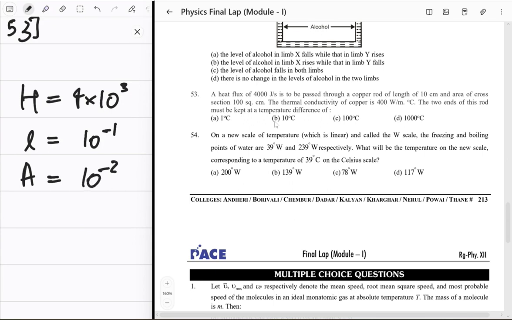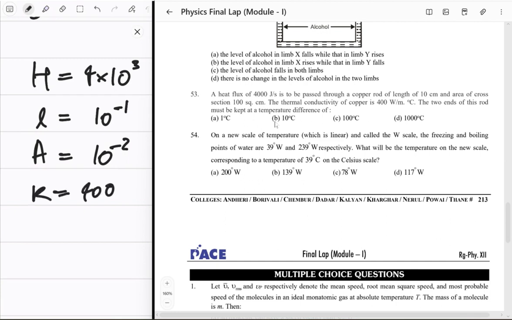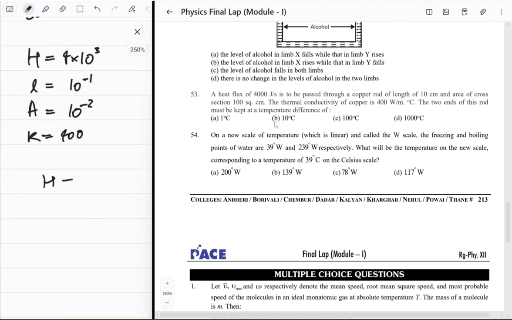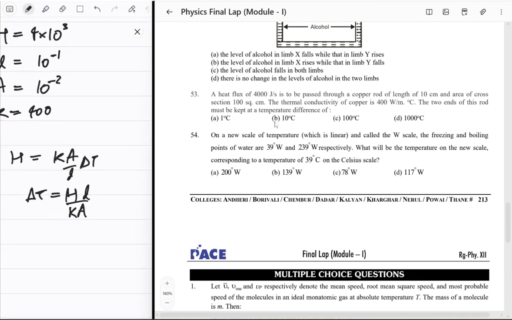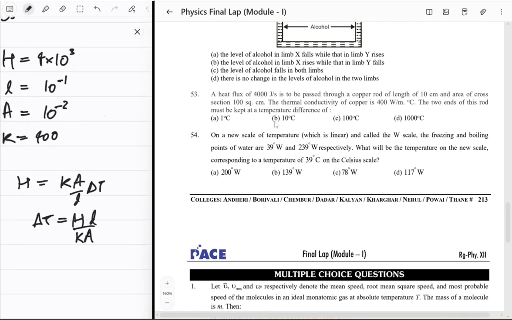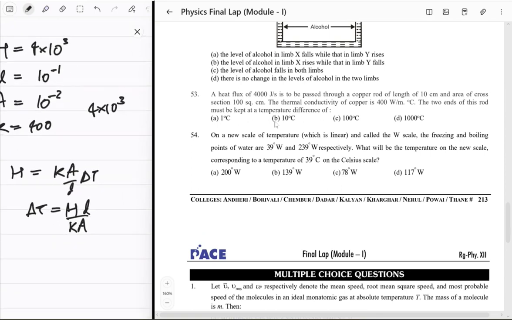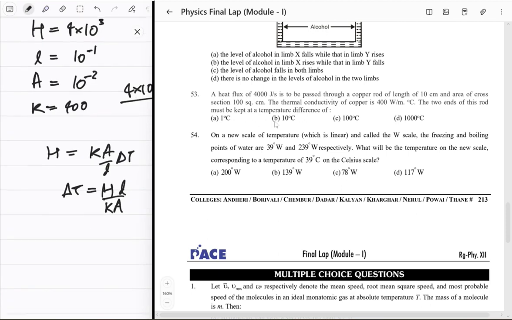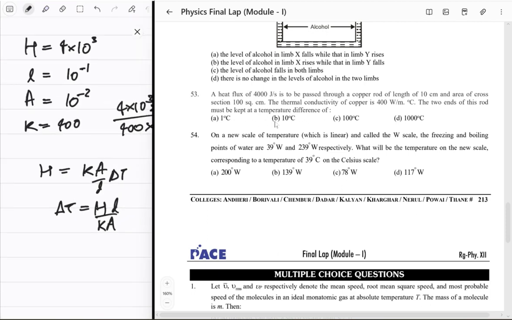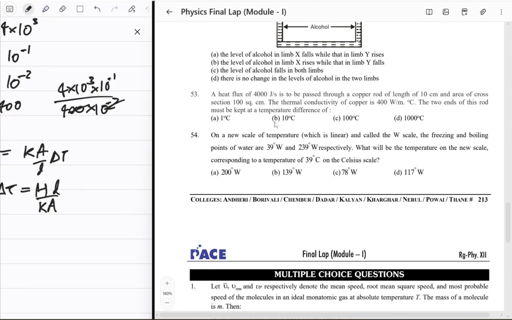Okay, the thermal conductivity is 400. The two ends of the rod must be kept at a temperature difference of. ठीक है ना? No big deal. So H is equal to KA upon L delta T. Delta T is just equal to HL upon KA. Let's calculate this thing. इसमें Kelvin Celsius फर्क नहीं पड़ रहा, delta है ना? Okay, 4 times 10 power 3 times length is 10 power negative 1 upon K, 400, times A, which is 10 power negative 2. तो ये तो गया, right? ये भी गया. So it's 10 power 2. So 100 डिग्री सेल्सियस, और वो है नहीं इस आंसर में. Wait, okay, ये कुछ और है. ये है ना, राइट, 100 डिग्री सेल्सियस, that's C.